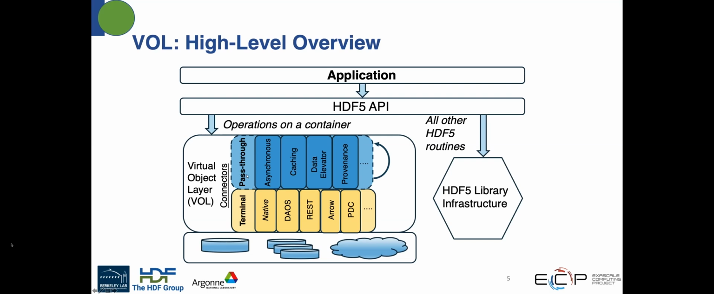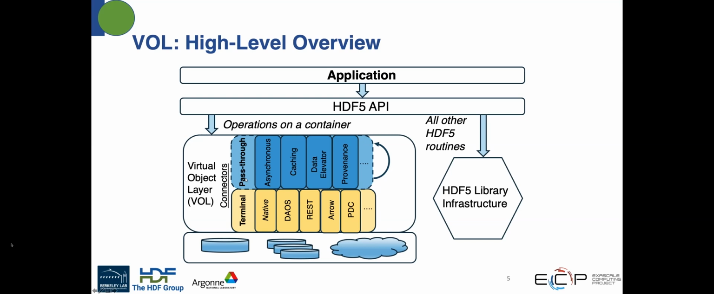So some of the connectors that are available now are pass-through, which is more like a very basic template-like connector. There are two types of connectors: pass-through and terminal. Pass-through just intercepts, does something, and then comes back to the HDF5 level, whereas terminal is more of a terminal level. And terminal has native and various other connections directly to the file system.